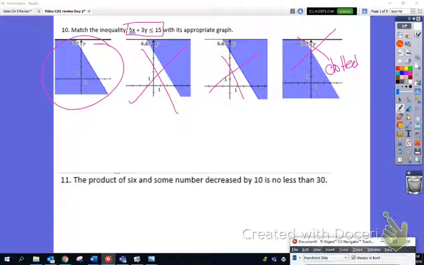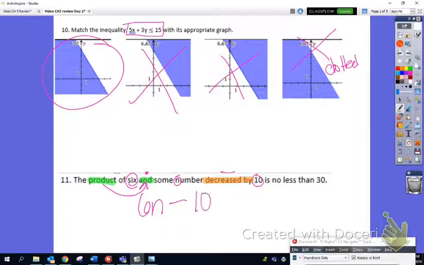Okay, on the next one, we just have to set up the equation and see which one it belongs to. So you have the word product. Product means that you're going to multiply. So where you see the and, you're going to put the times right there. So 6 times a number, so 6n. And then you've got the word decrease by, so decrease by is minus 10. And then you have is no less than. So is no less than, it's not less, it's greater than or equal to 30. And then you just find the equation that matches.